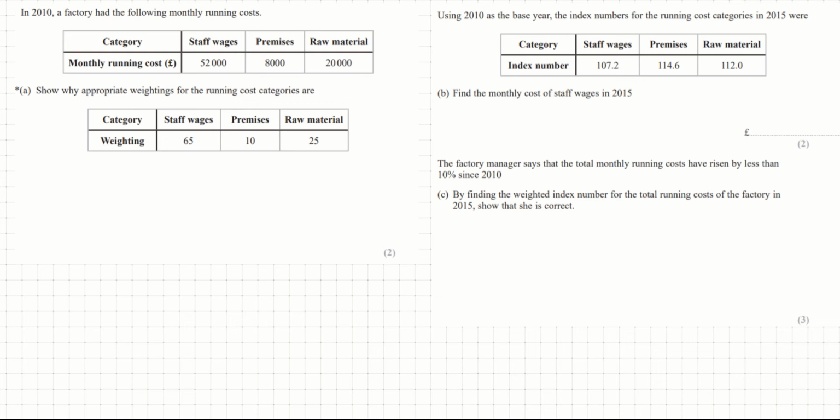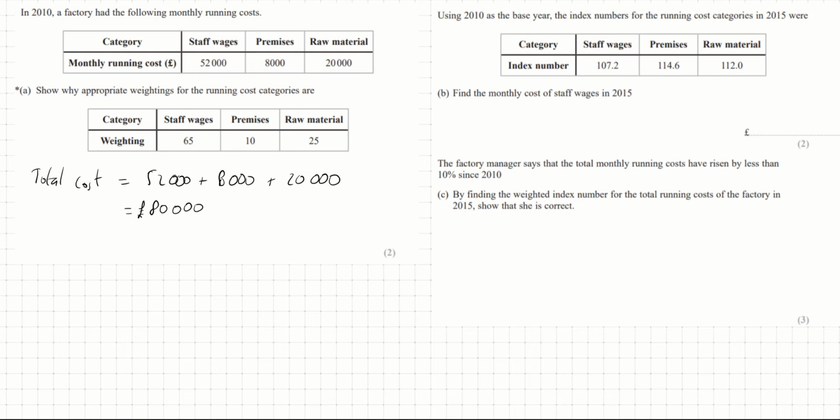Part A of the question is to show why appropriate weightings for the running cost categories are given in the table below. Well, if we're ever going to do a weighting, a weighting is effectively a percentage of the total cost. So we need to work out the total cost first of all. Total cost is equal to 52,000 plus 8,000 plus 20,000, which is 80,000 pounds.